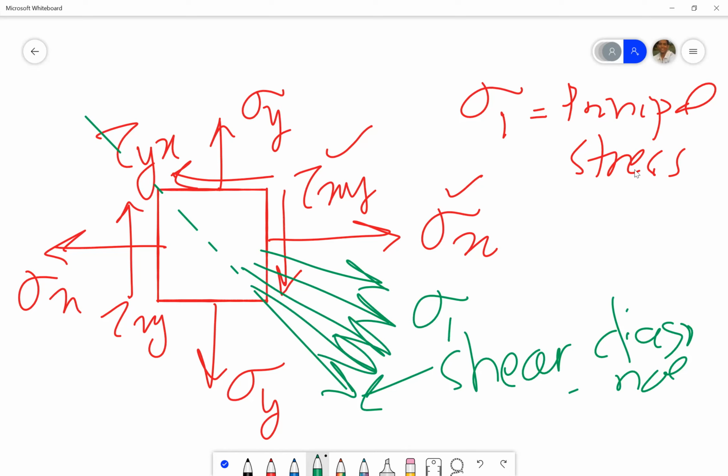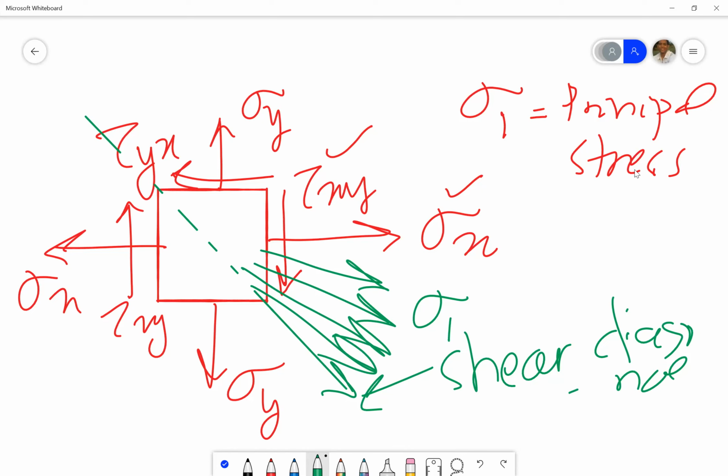Are you clear now? Yes, if both the shear stress and the normal stress are acting on the body in a plane stress condition, then the principal stress will be in between the shear diagonal and the direction of the normal stress. That's the direction of the principal stress.